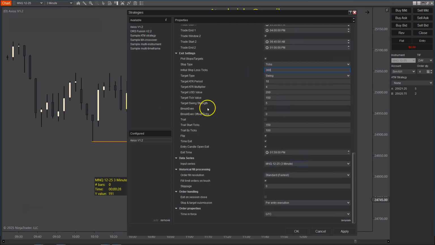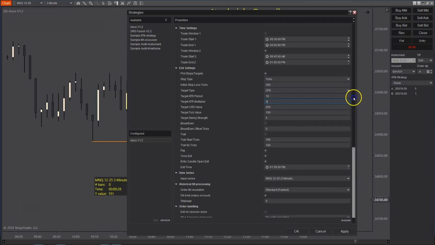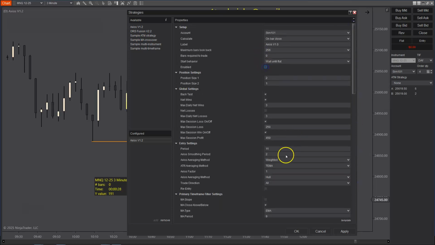And as far as the targets, the target type is swing. I have it set to swing. Let's use ATR as a target. And ATR period 10 is pretty good on a 3 minute. That's 30 minutes worth of averaging the range. And the ATR multiplier, let's try 2 times the ATR for targets, but the ticks will remain static. At some point we might update to include ATR for stops, but right now it seems like everything's pretty darn good. I don't want to mess with it. It's one of the best strategies we've ever developed.